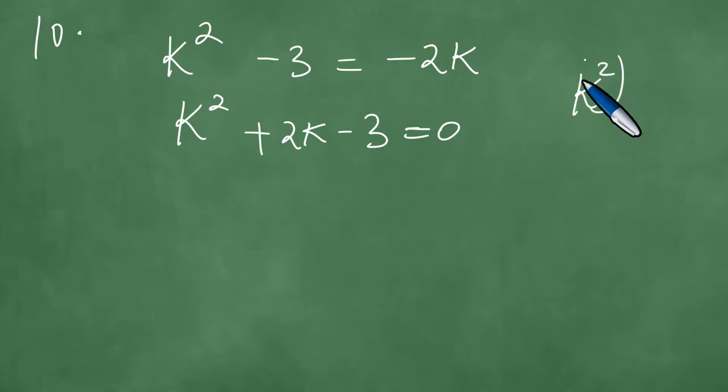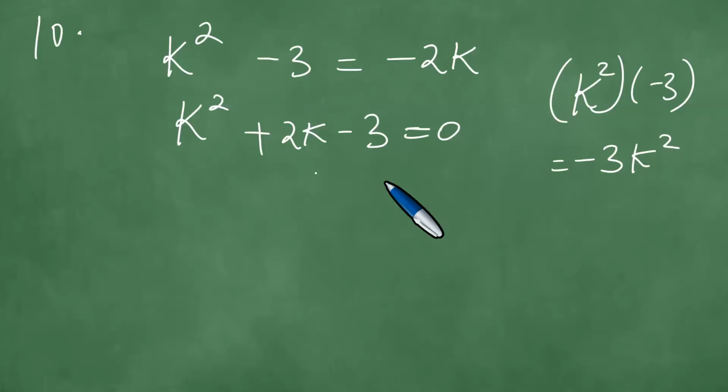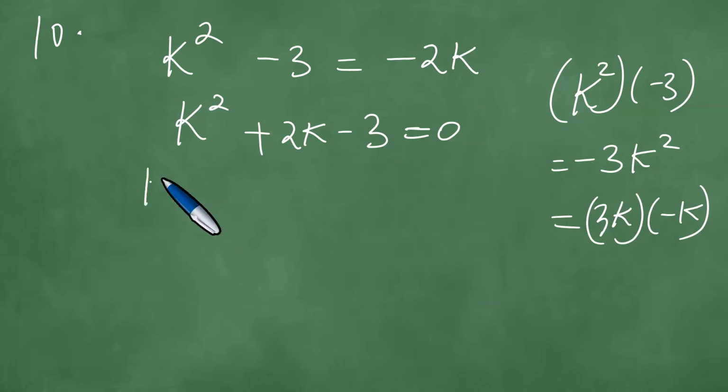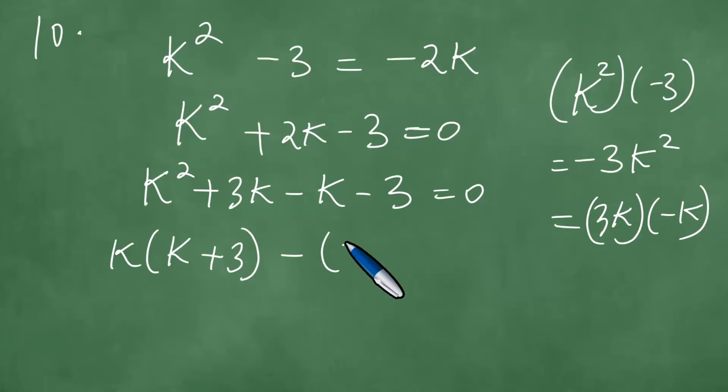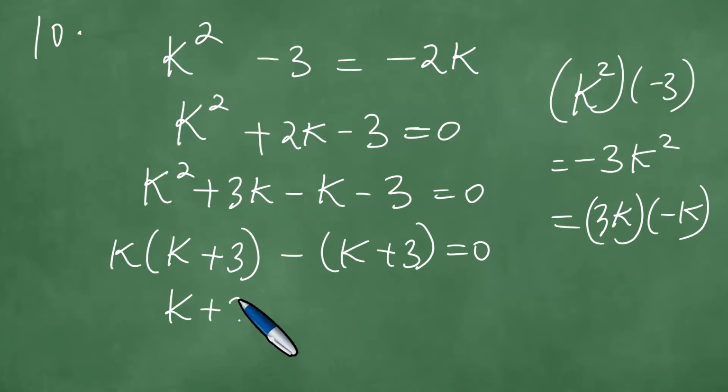Right, which means that you have k squared minus 3, and this is minus 3k squared. Multiply the k squared by minus 3. We look for the factors of minus 3k squared that give 2k, and those are actually 3k and minus k. So now you have k squared plus 3k minus k minus 3 equals 0. Right, you take out the highest common factor here, which is k plus 3 minus 1 into k plus 3 equals 0. And this is k plus 3 into k minus 1 equals 0.